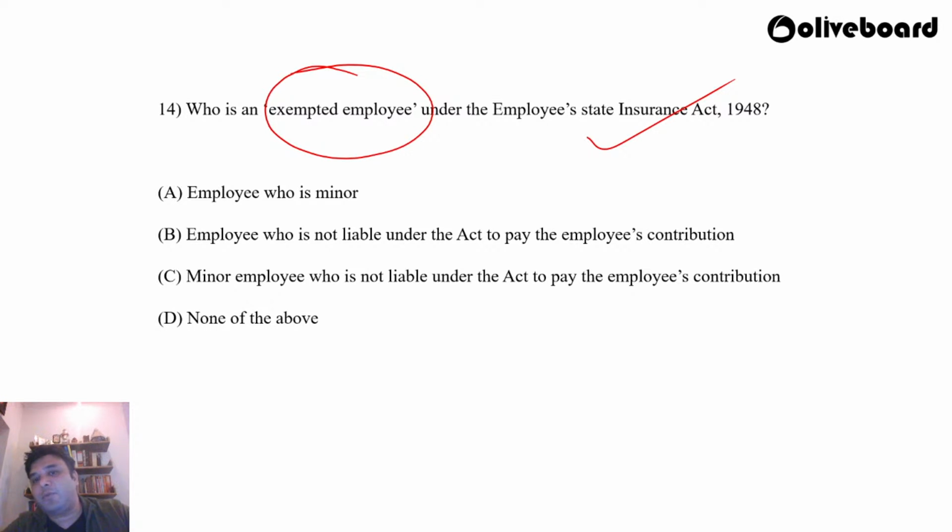Who is an exempted employee under the Employee State Insurance Act 1948? A. Employee who is a minor. B. Employee who is not liable under the Act to pay the employee's contribution. C. Minor employee who is not liable under the Act to pay the employee's contribution. D. None of the above.